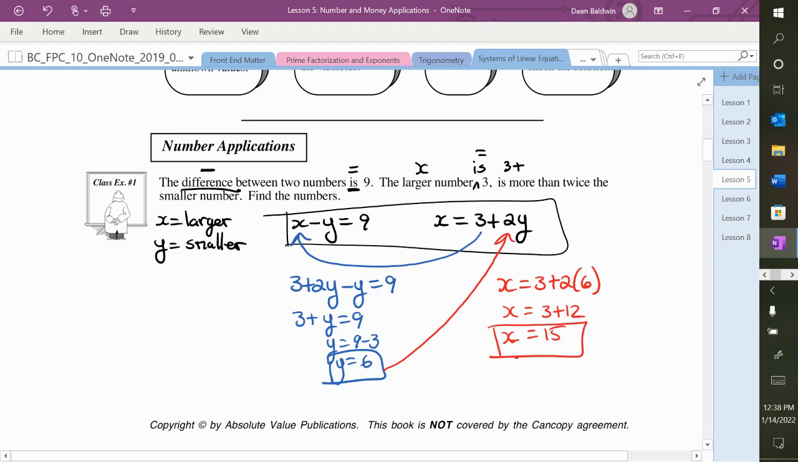X is equal to 15. So the two numbers are 15 and 6. Is that okay?